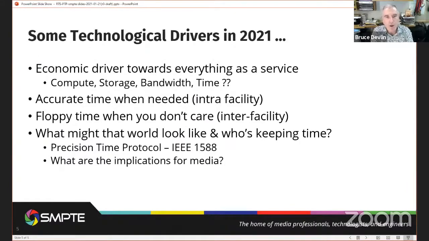So we're going into a world where the economic drivers for timing are very, very, very different to the way that they were just 3 or 4 years ago. And we've seen specifically in this new COVID era in which we're living, where we've got live audiences via Zoom or YouTube, seeing things that might be seconds delayed compared to what's happening live in the studio.